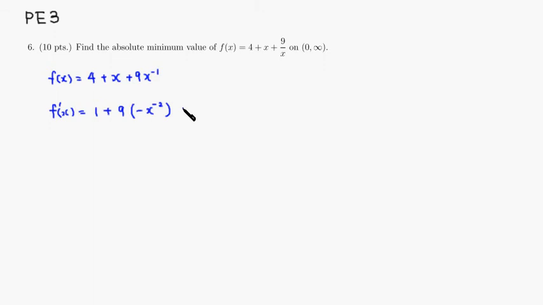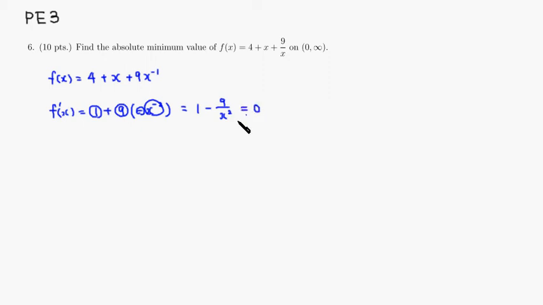If you clean that up, you're going to get 1, with the negative sign, so it's minus 9 on top, and x to the negative 2 would be x squared on the bottom. So that takes care of everything. That's the derivative. Then we can set that equal to 0.